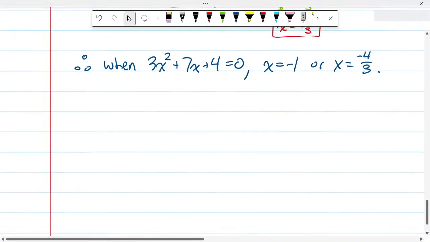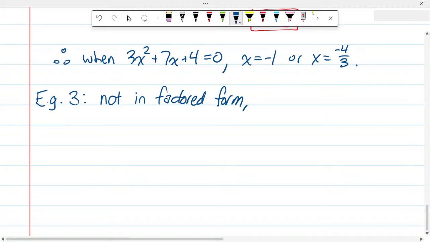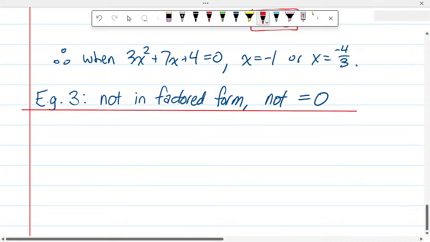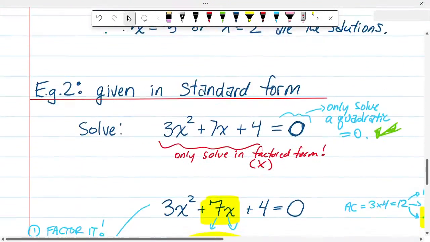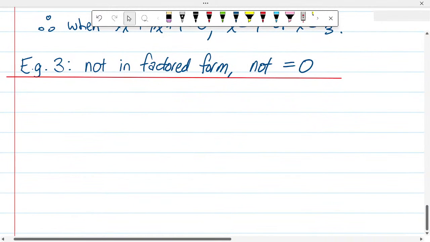So now, let's try example 3. It's not in factored form, and it's not equal to 0. I just wrote what if ax squared plus bx plus c doesn't equal 0. Sure, that's fine. This is 3, right? Okay, good. Exempla gratia 3, not in factored form, not equal to 0. So let's take this one and let's say solve.